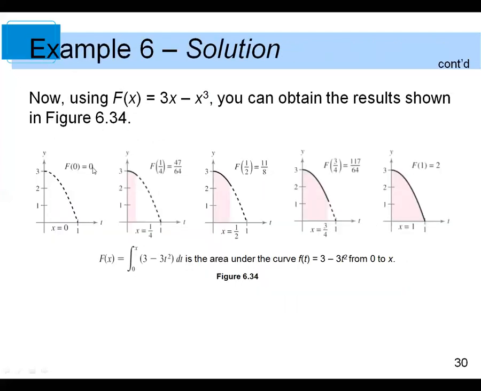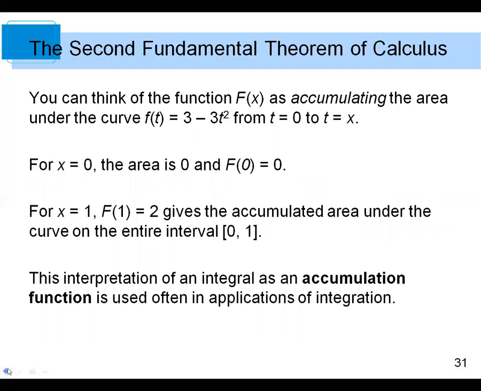So if I plug in 0, I get 0 because there was no width. If I plug in 1/4, I get 47/64. 1/2, I get 11/8. 3/4, I get 111/64. And F of 1, I get 2. And let me back up a second.